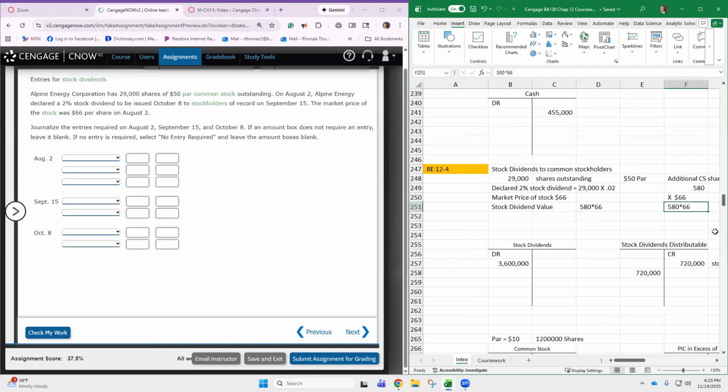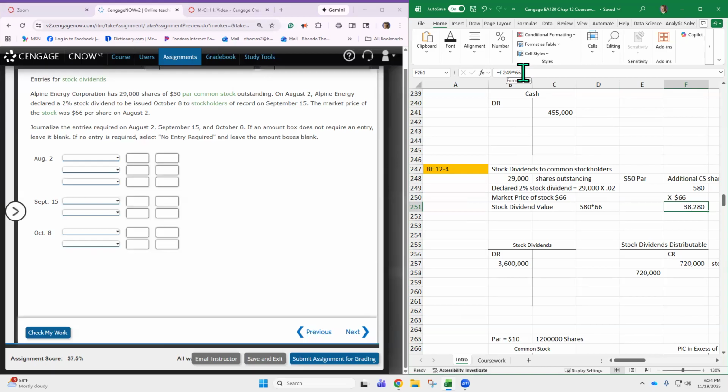And then now I'm going to make this calculation. It's 580 times $66. So we're going to have an additional stock value sent out to the shareholders of $38,280. So we need to know what that value is. So if you can find your value, it would be good.